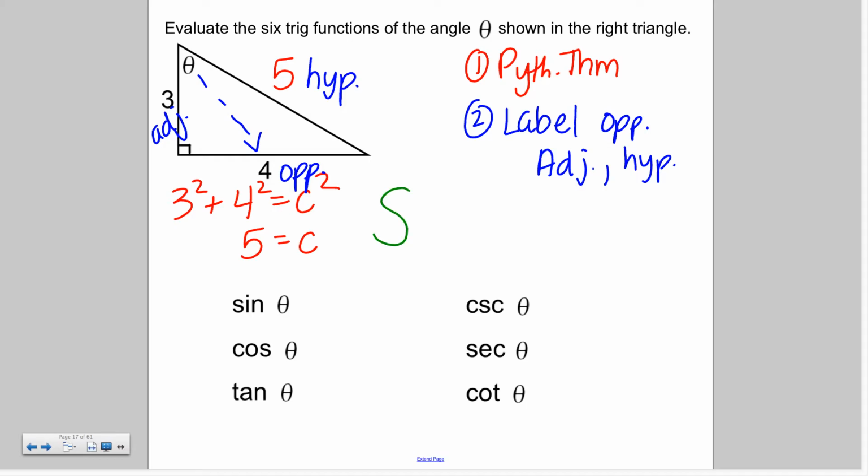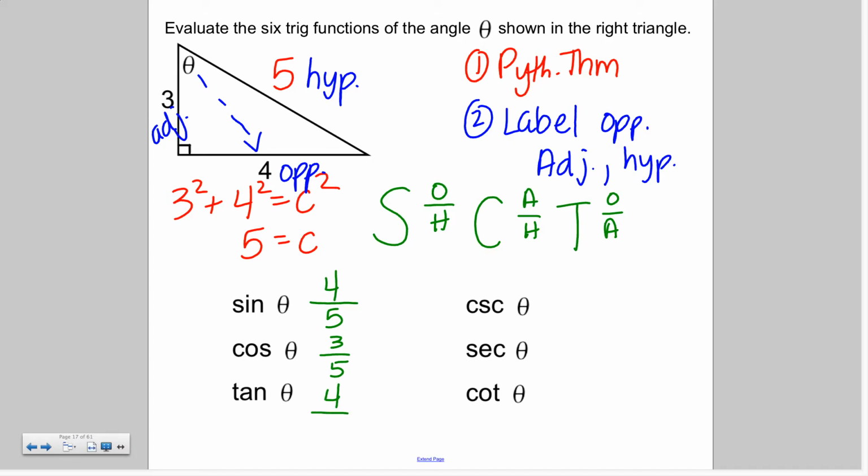Now we've got our SOHCAHTOA. I like to write it like that. That way I can actually see opposite over hypotenuse, adjacent over hypotenuse, opposite over adjacent. So sine, we're going to put our opposite side over our hypotenuse. Cosine, we're going to put our adjacent over our hypotenuse. And tangent, we're going to put our opposite over our adjacent.